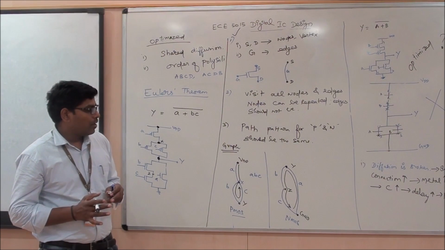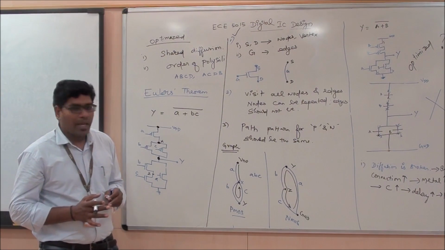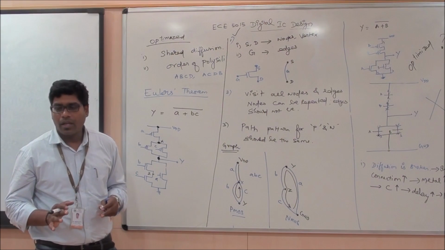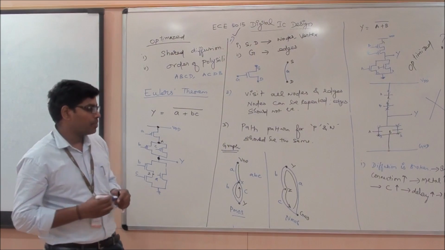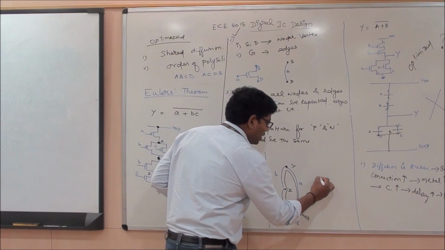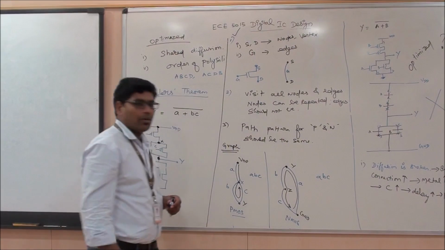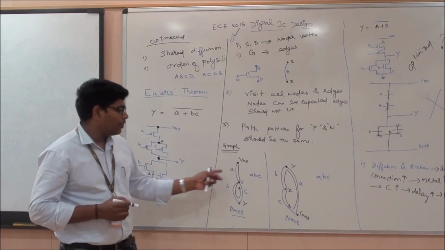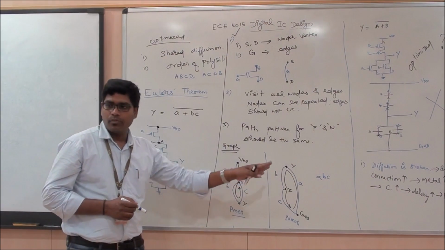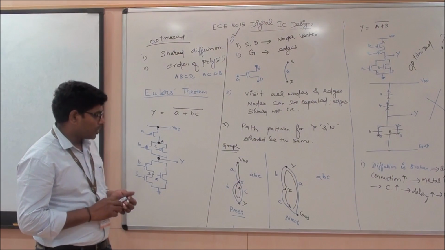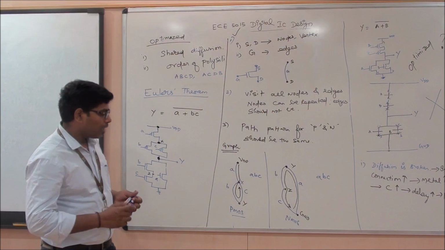So this may not have a unique solution. You may have numerable solutions, n number of solutions for this particular problem. So this ABC can also be a solution for both PMOS and NMOS because this pattern is satisfying both the NMOS network and the PMOS network.